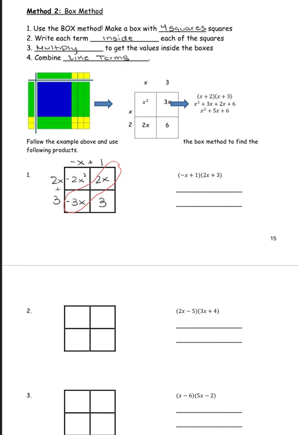So I'm going to pull everything outside of the box, and you'll see that I have negative 2x squared minus 3x plus 2x plus 3. I can see that my two middle terms are like terms, so I'm going to combine those together and get negative 2x squared minus x. Excuse me, I almost wrote plus x, so this should be a minus x, plus 3. Okay.